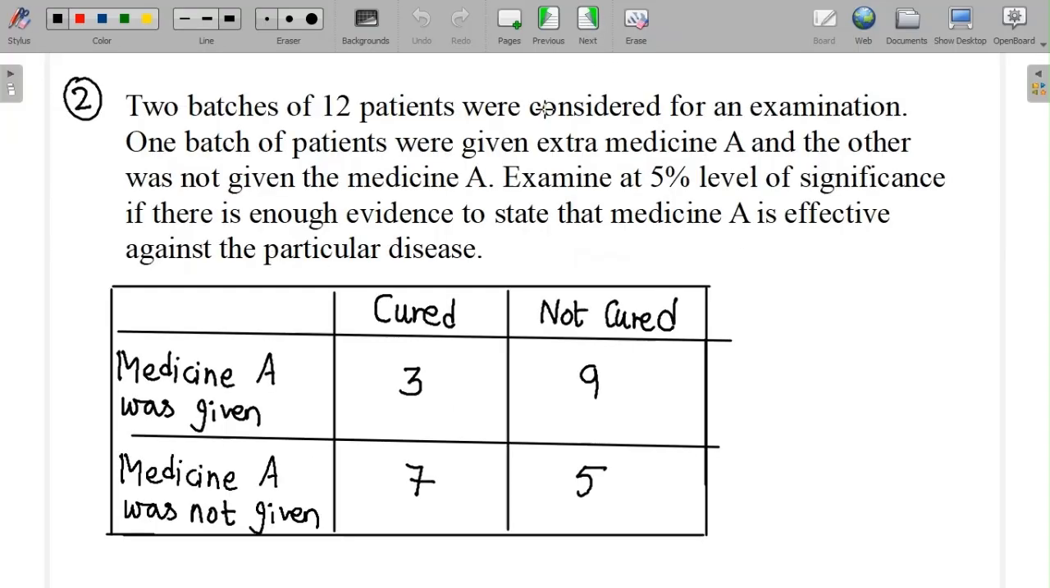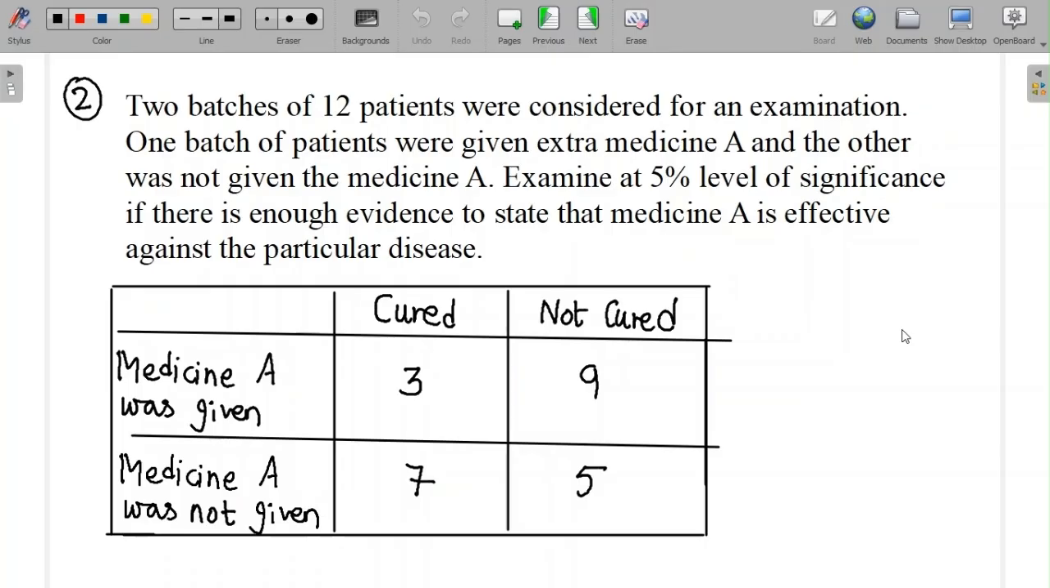We'll look at one example under this condition. Two batches of 12 patients were considered for an examination. One batch was given an extra medicine A, and the other batch was not. We examine at 5% level of significance if there is enough evidence to state that medicine A is effective against the particular disease. So we have the table here. 3 people who were given the medicine were cured. 9 people who were given the medicine were not cured. 7 people who were not given the medicine were cured. And 5 people who were not given the medicine were not cured.